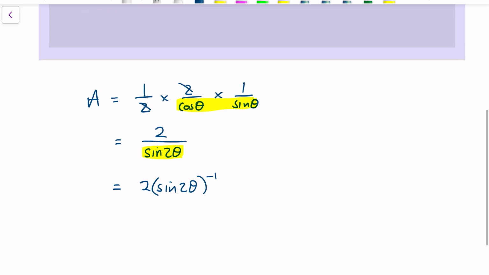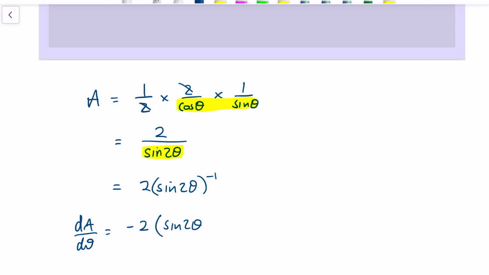Alrighty, we've got that. We've got all we need. We want dA d theta. We're trying to find the min and max of the area. Sorry, not in terms of theta. What was I talking about? We're finding the values of theta that give us the min and the max area.